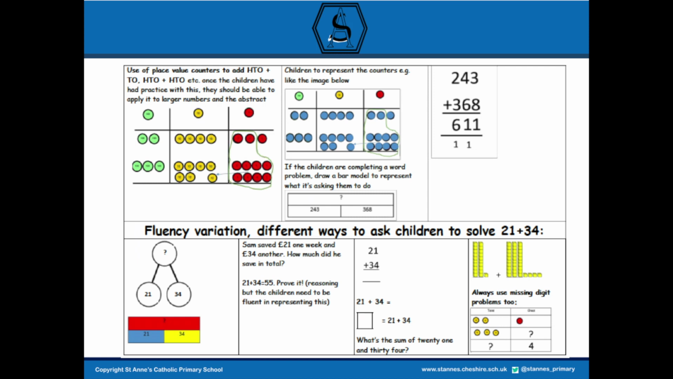You can see how that's drawn, and then the abstract column method, 243 plus 368, and as you can see the regrouped tens and ones are written underneath where the calculation is.